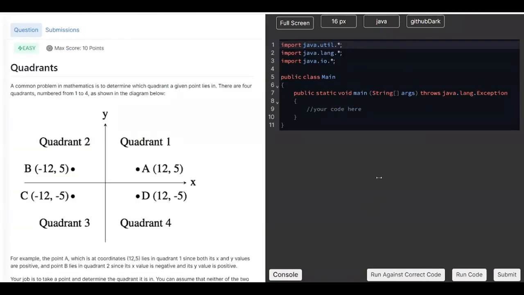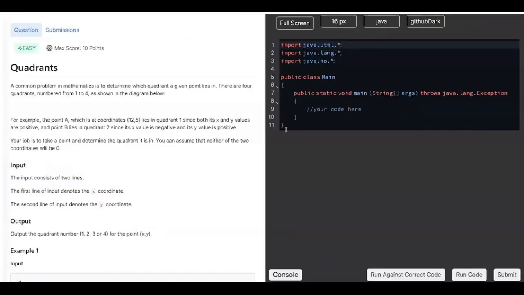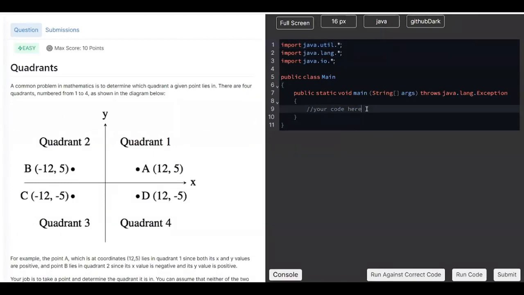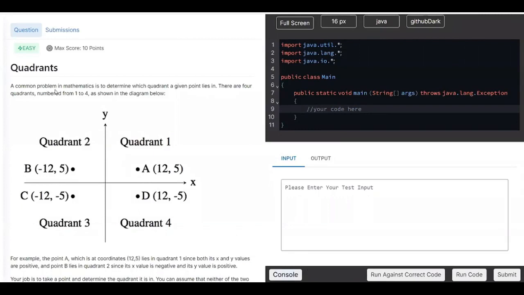Cool, guys. So let's read the question and then we'll try to develop a logic and write the code. Okay, so let's read the question, guys. Quadrants. Whether the screen has loaded fully or not. 1 second, guys. Why is it showing up black here? I'm not sure. Okay, anyways.